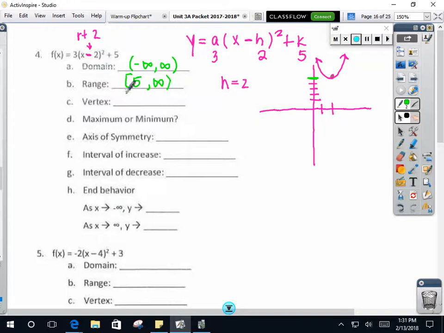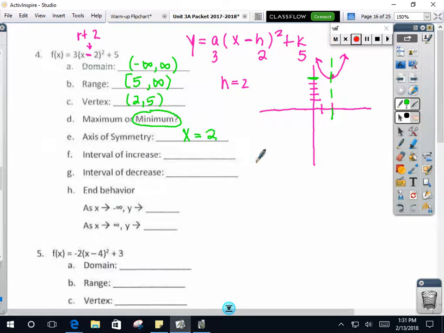Where is the vertex? 2, 5. Is that vertex a max or a min? Right. Anytime the parabola opens up, the vertex will be at the bottom, which is a minimum. Where would you have to draw the axis of symmetry to cut it in half? X equals 2.